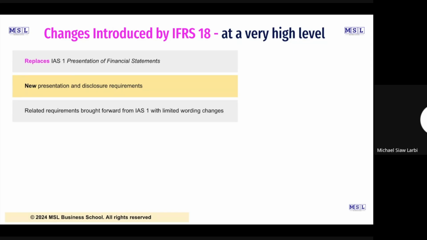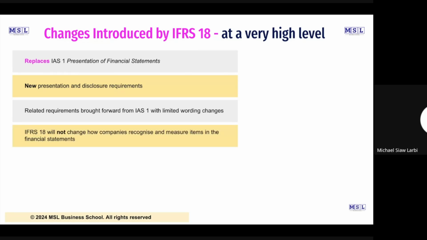The next is IAS 1 did not die completely. I mean, it will die, it will get buried, but we brought a lot of requirements forward from IAS 1 with limited word changes. So we didn't create an entirely new standard. We had the old one, brought forward a lot of changes, took the relevant ones, and then killed IAS 1, right?